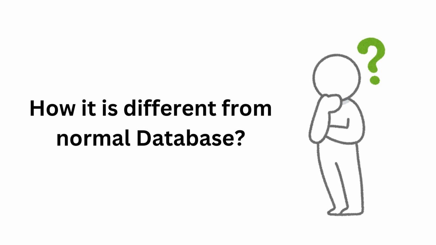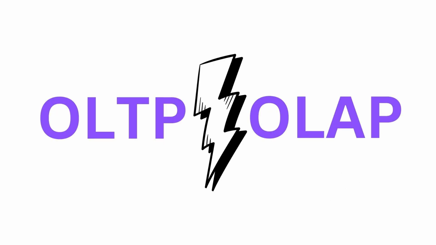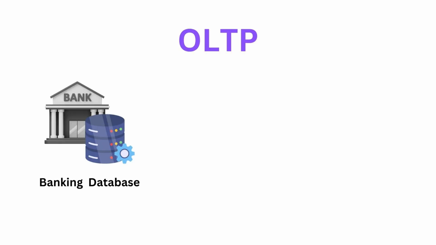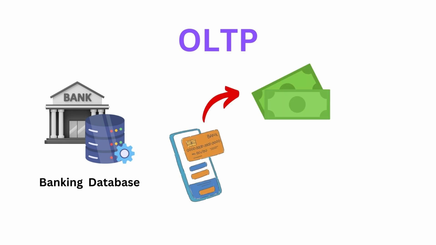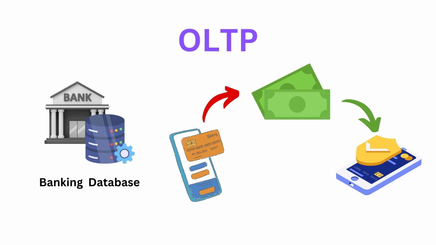Now, you might be wondering, how is this different from a normal database then? Well, let's take a quick comparison between OLTP and OLAP systems. OLTP systems, like a banking database, are optimized for fast insertion, updates, and deletion. They handle multiple short transactions per second, things like transferring money or making a purchase.